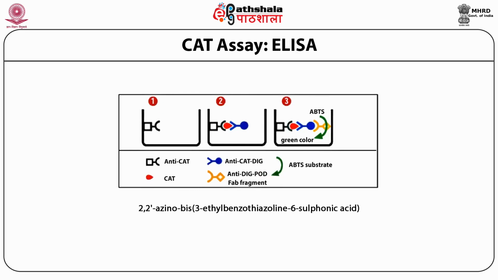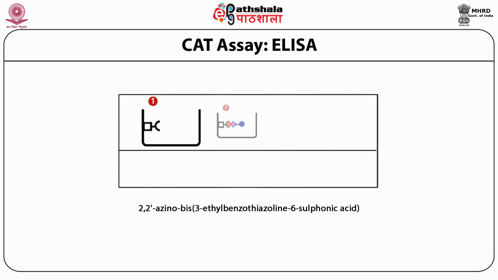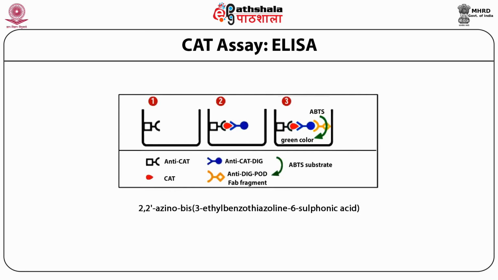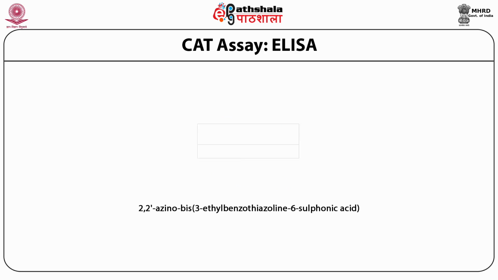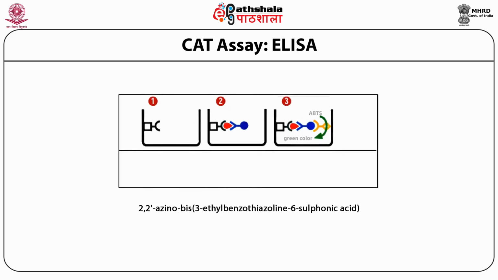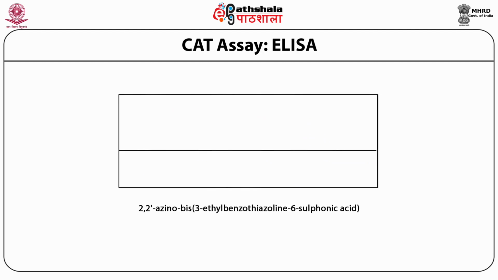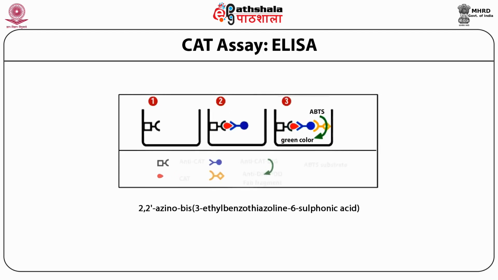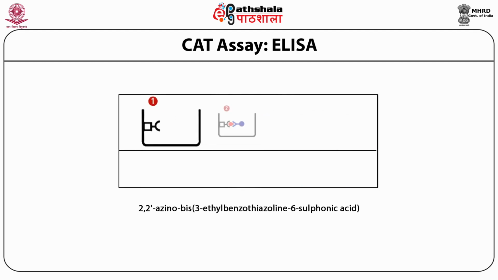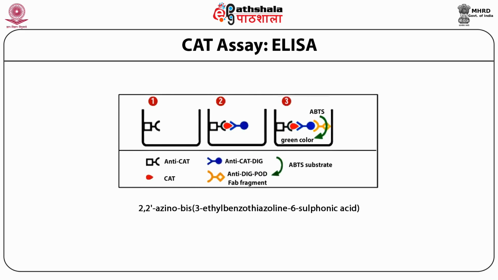This DIG can be reacted with ABTS substrate to produce a sort of fluorescence, which can be visualized by subjecting the blot to an X-ray film, or it can be read by an ELISA plate reader. The fluorescence can be read. This is the assay which is commonly used to measure CAT activity.